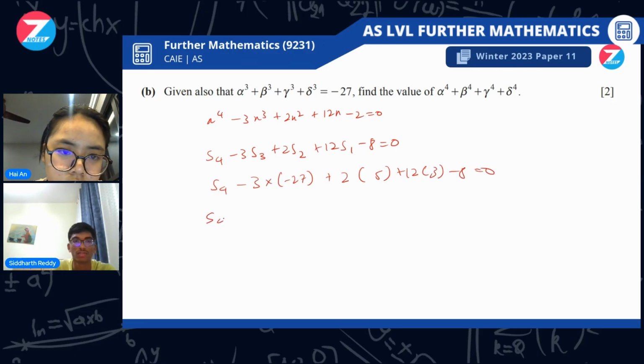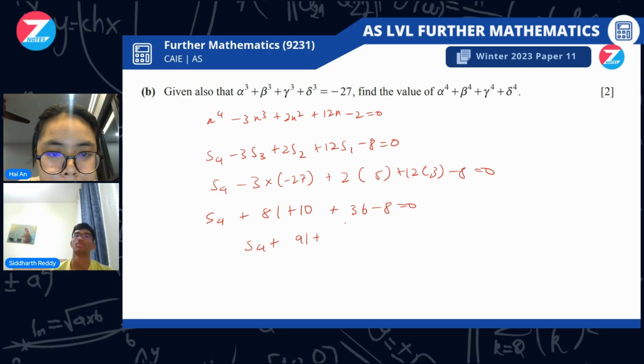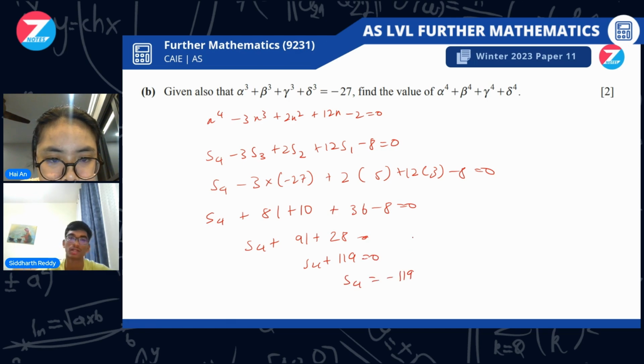So S4, so that's plus 3 into 27, that's 81. 81 plus 10 plus 36 minus 8 is equal to 0. So that's S4 plus 91 plus 28, you can do this with a calculator. That's S4 plus 119 is equal to 0. So S4 is just equal to minus 119. Which I should get my calculator here. Yeah.